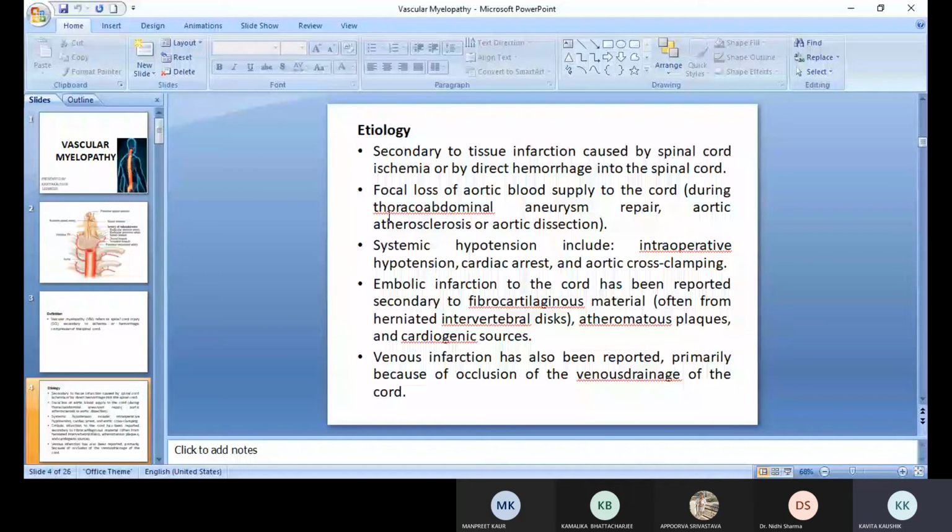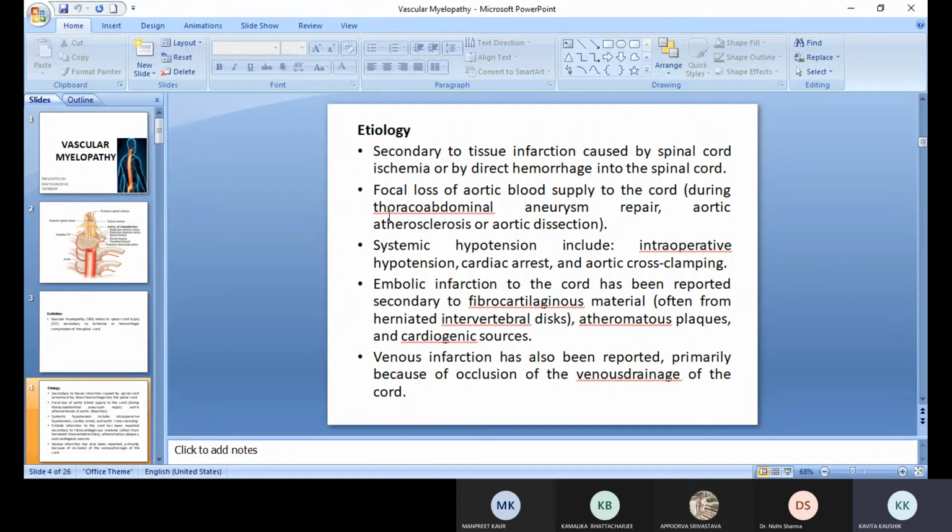Basically, two main causes are present there. Firstly, systemic hypotension, which includes intraoperative hypotension, cardiac arrest, and aortic cross clamping. And in embolic infarction, it includes the fibrocartilaginous material from the herniated intervertebral disc, atheromatous plaques, or cardiogenic sources. And venous infarction has also been reported in spinal cord injury, which is due to the occlusion of the venous drainage of the cord.